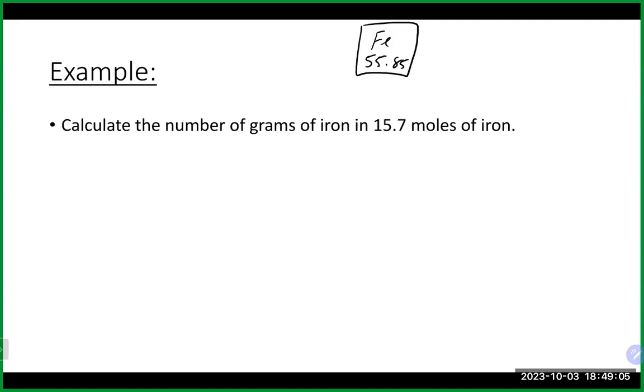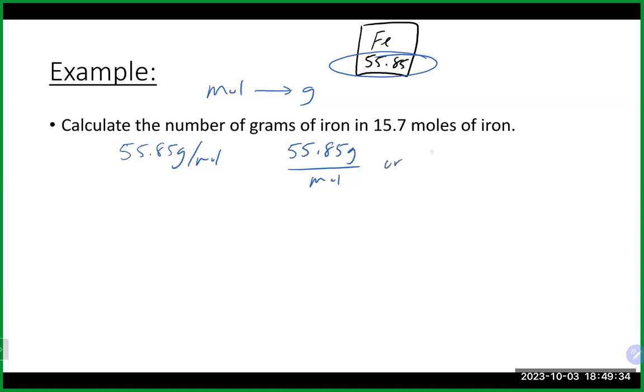Do I need to use Avogadro's number here? I do not, because there's no mention of molecules or atoms or anything like that. So again, this is really a moles to grams conversion, and that is the molar mass from the periodic table that allows us to do that. When we pull that number off, that is 55.85 grams per mole as the molar mass for iron. We can use it as a conversion factor so you can see where the units are so we don't make any calculation errors there.